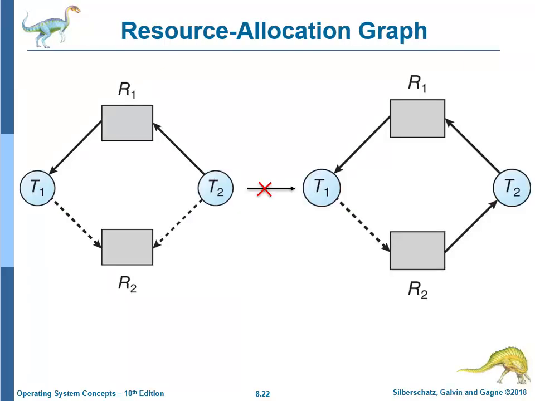Consider the resource allocation graph. On the left, we see T2 and T1 both request R2. Although R2 is currently free, we cannot allocate it to T2 as in the right graph, because from the right graph you can see this action will create a cycle in the graph. So a cycle, as mentioned, indicates the system is in an unsafe state. If T1 requests R2 and then T2 requests R1, then a deadlock will occur.